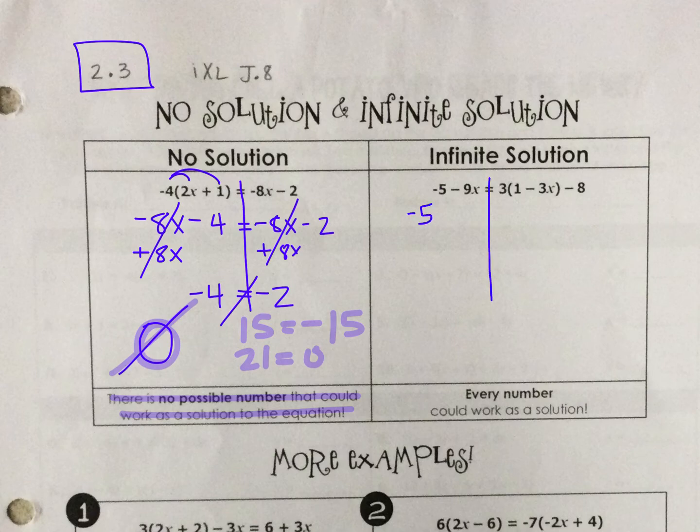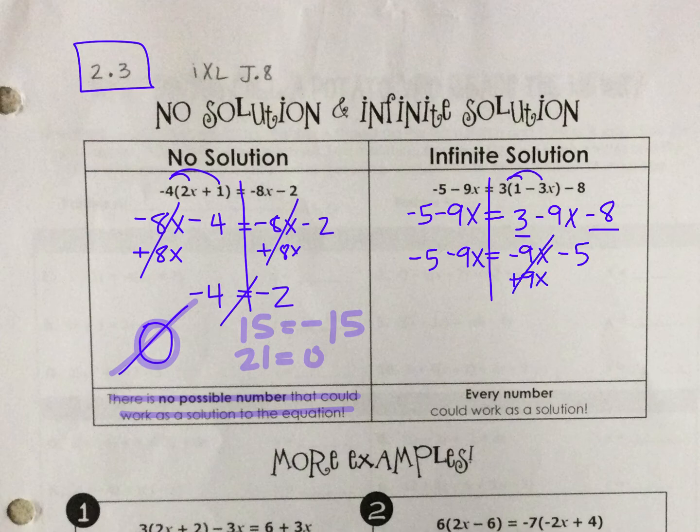I've got negative 5 minus 9x equals, let's distribute, 3 minus 9x minus 8. Let's put our like terms on this right side together. Negative 5 minus 9x equals negative 9x minus 5. Let's move our x's. Negative 9 plus 9 marks out. End up negative 5 equals negative 5.